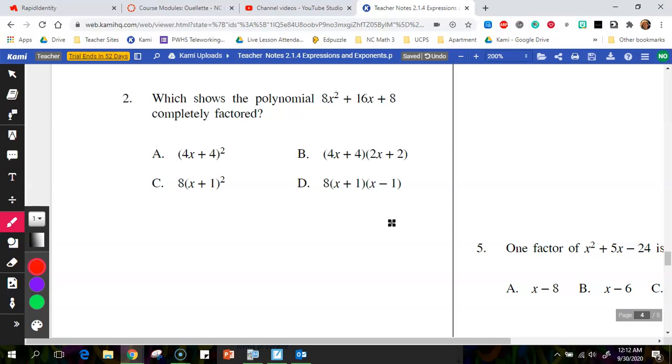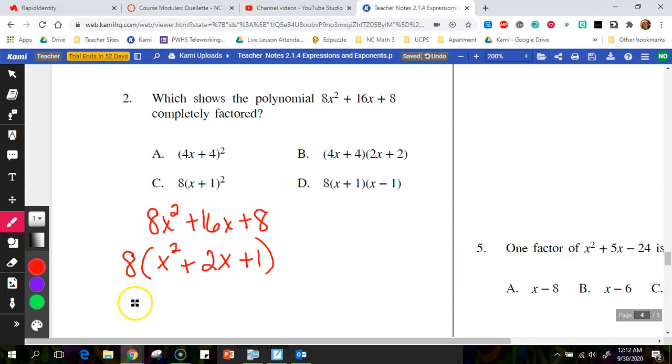All right, so this one's a little bit tricky. I did want to show you how to work this one because we didn't do any like this. So let me rewrite this. Because 8, 16, and 8 can all be divided by 8, I can take that 8 out. Then I just divide these each by 8. So that's going to be x squared, 16x divided by 8 is 2x, and 8 divided by 8 is plus 1.